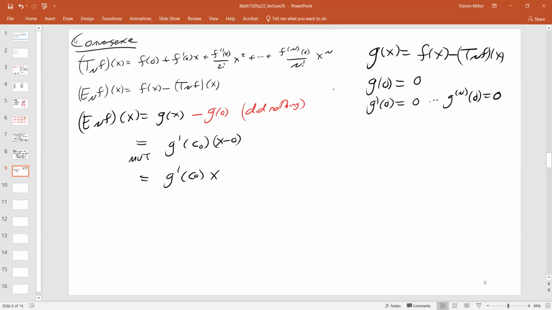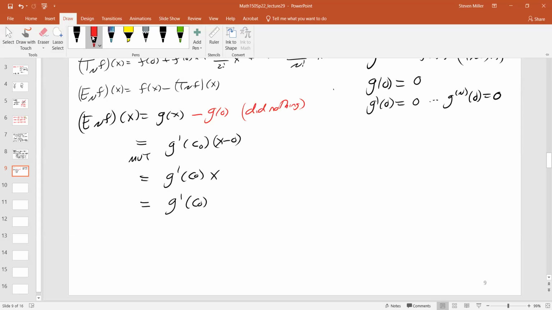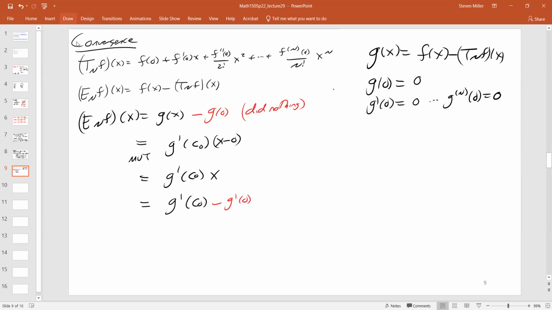I want to add 0. How can I add 0 to this? Well, if I add g of 0, that's going to be bad because I'll have a g of 0 and a g prime of 0. They're not going to line up. Almost. g prime of 0 times x. So this is just going to be g prime of c0 minus g prime of 0 times x. So notice, unlike the last one, I'm now aligning everything every single time to make the mean value theorem easy.